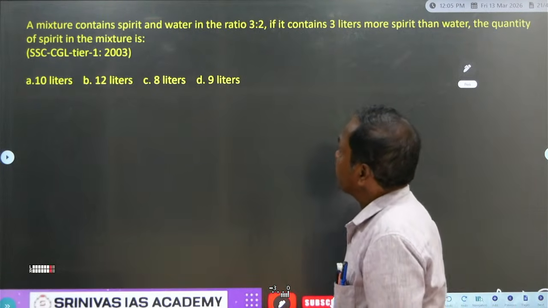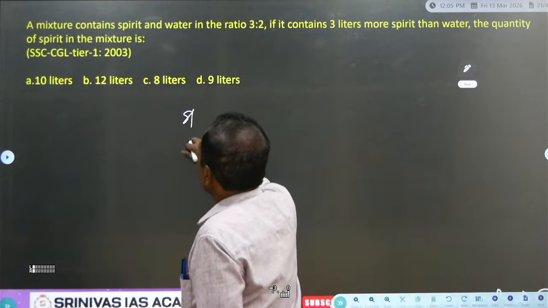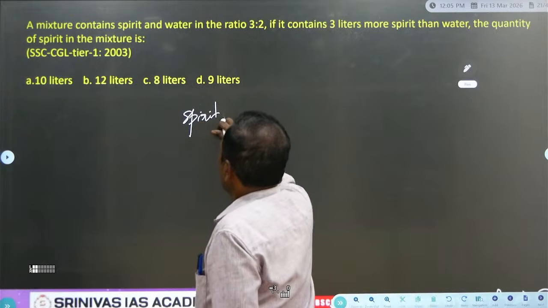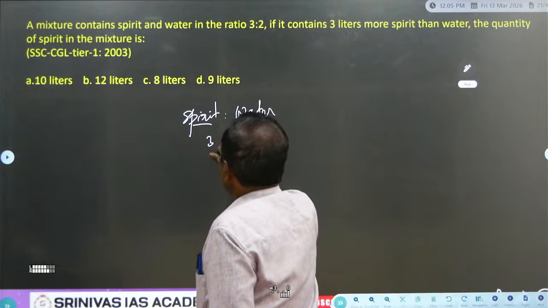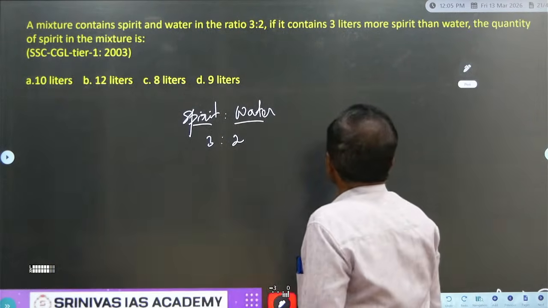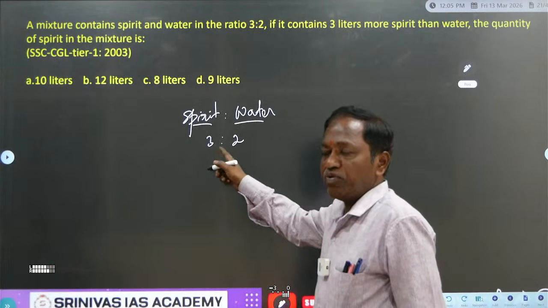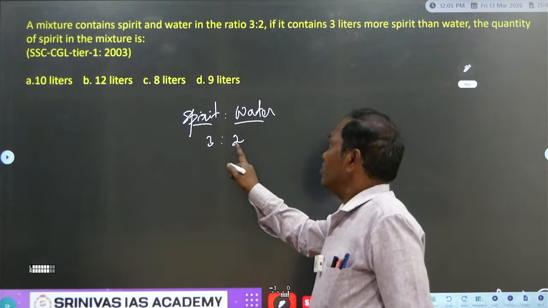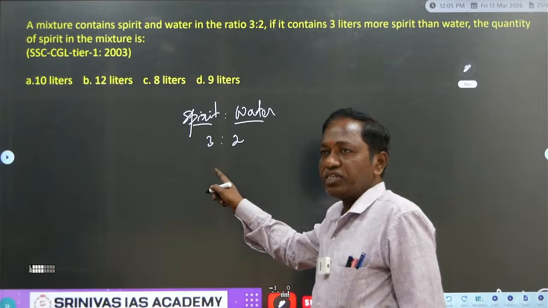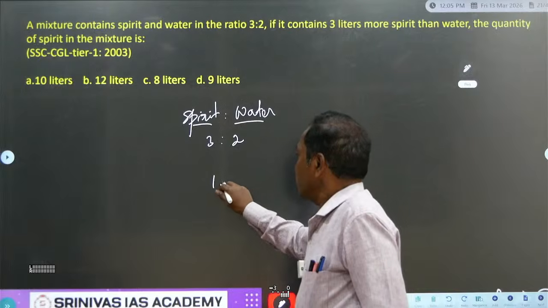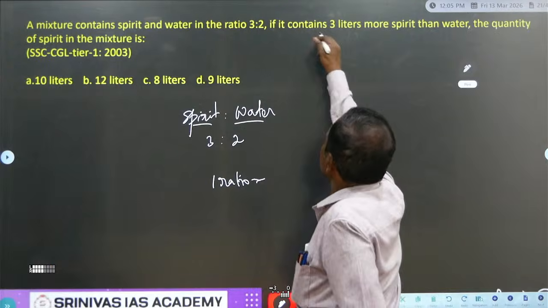A mixture contains spirit and water in the ratio 3:2. If it contains 3 liters more spirit, definitely spirit is more here. How many ratios more? The ratio of spirit in the mixture is 3 ratios, more than water by how many ratios? 1 ratio. 1 ratio is equal to 3 liters.